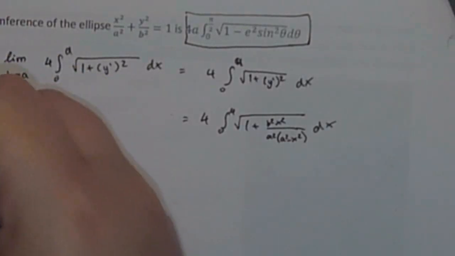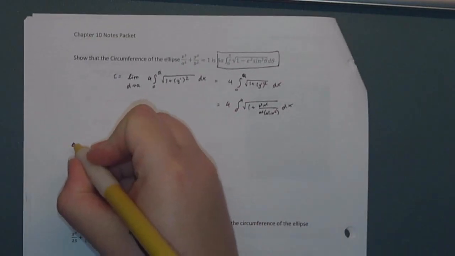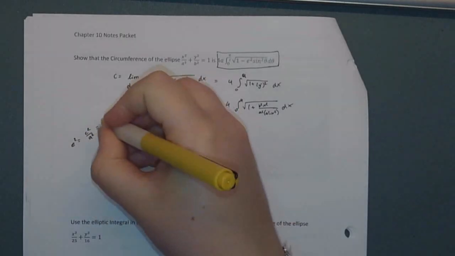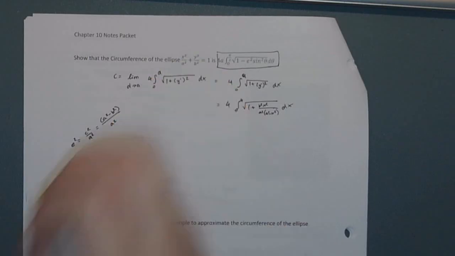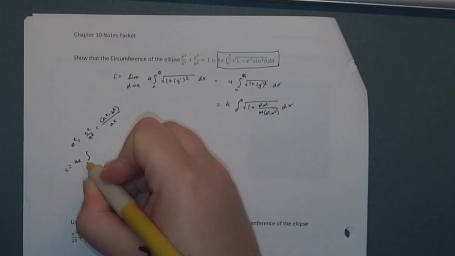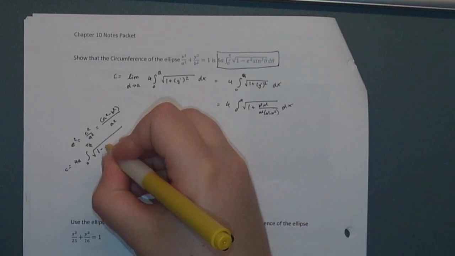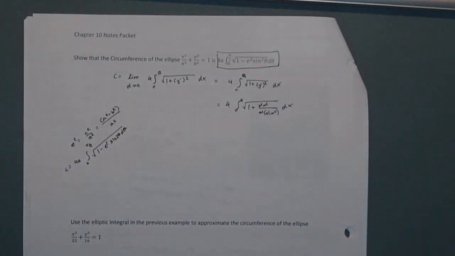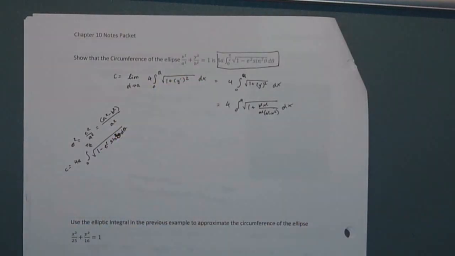First of all, we have our eccentricity, that if we square it, we get c squared over a squared, but c squared is also equal to a squared minus b squared over a squared. Now, C is 4a times the integral from 0 to pi over 2 of the square root of 1 minus e squared times the sine squared theta d theta.